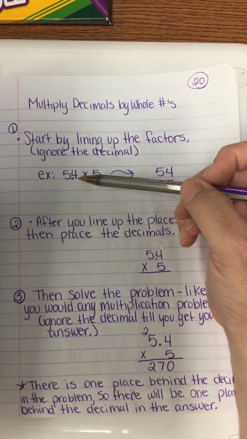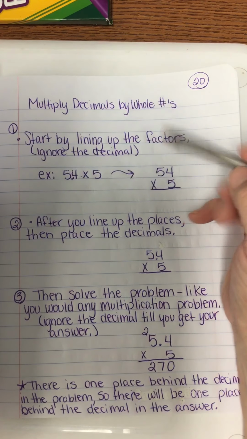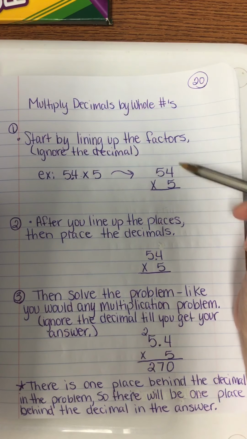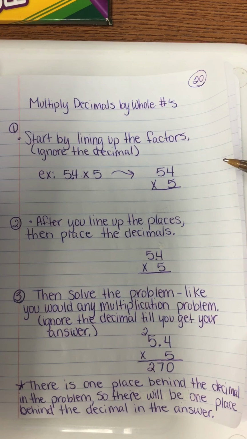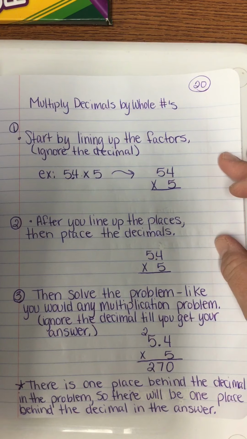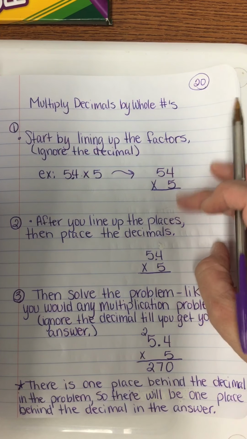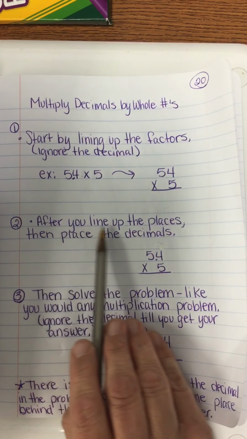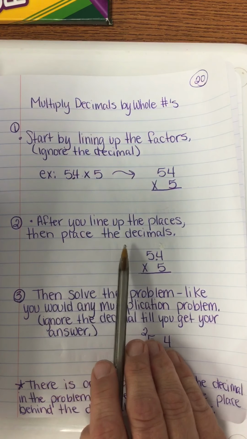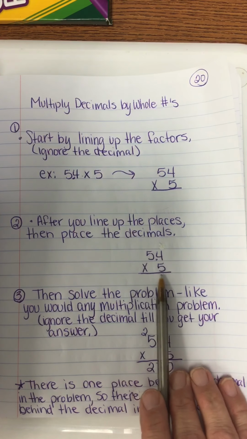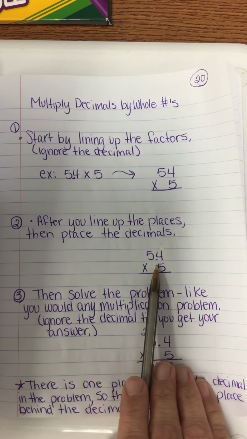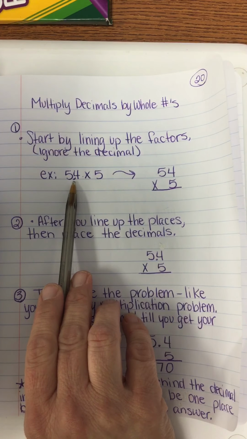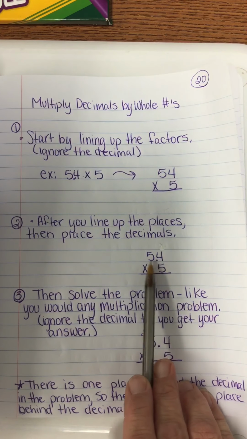So if I have the number 54 and 5/10, I'm gonna write it like I'm multiplying 54 times 5. So I'm going to totally ignore the decimal. After I've written my problem, then I'm going to line up the places, then place the decimal. So after we've lined up the numbers, we're going to place that decimal in the same spot it was. So 5.4, the decimal is going to go between the 5 and the 4.